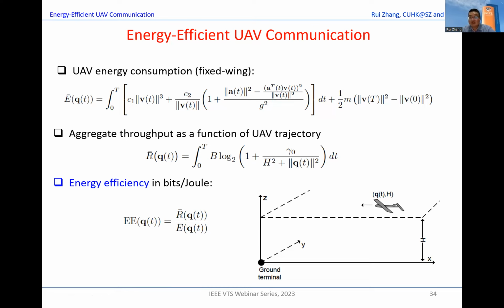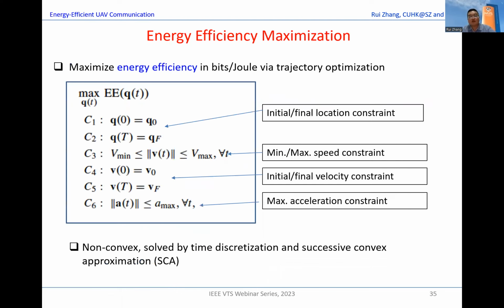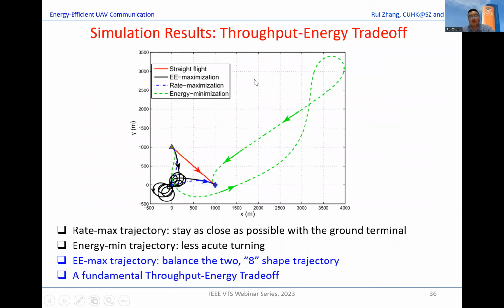But this energy consumption is not communication energy consumption; it's mainly due to the propulsion energy consumption for maneuvering the UAV. So we can maximize the energy efficiency by solving a similar kind of UAV trajectory and communication optimization problem. Here I just want to show you the result. The result is very interesting.